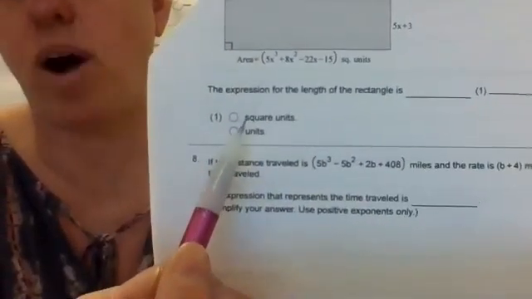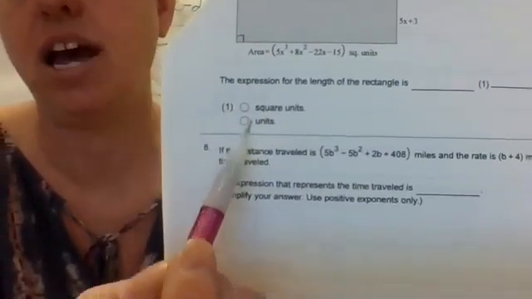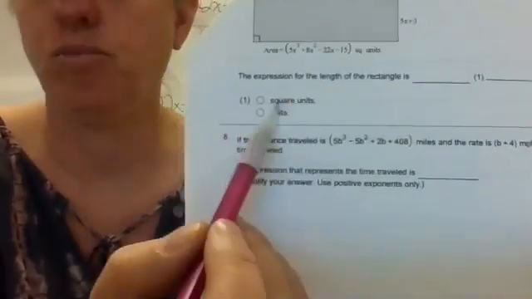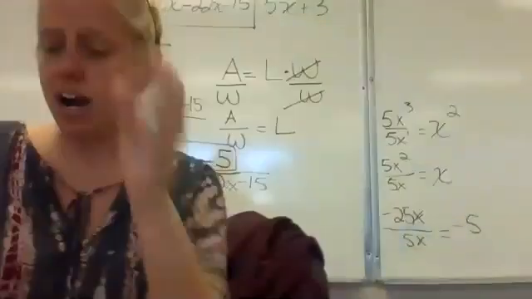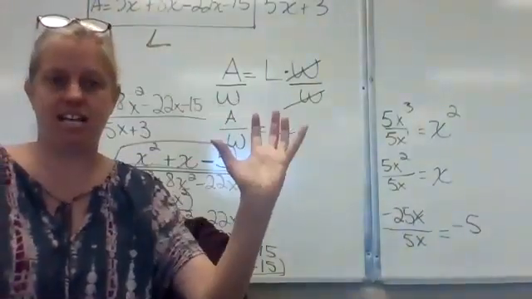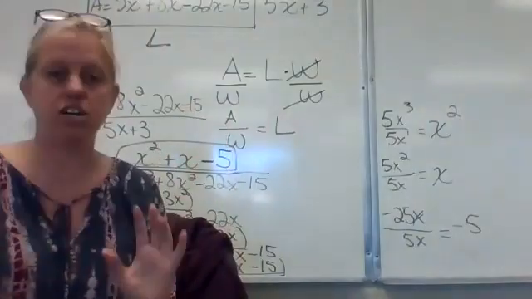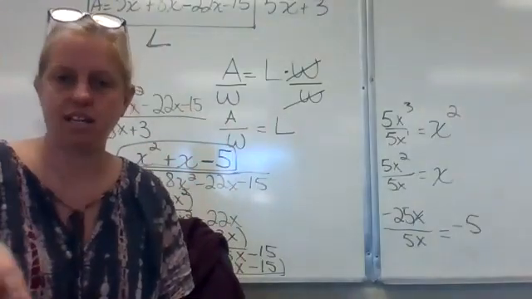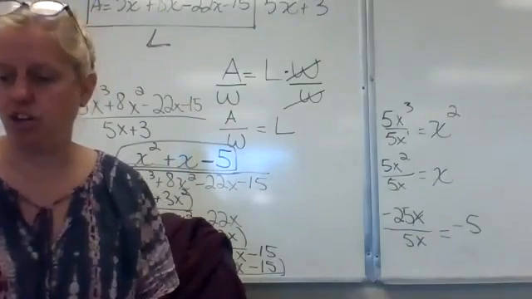Now, here, it's going to give you a drop down. The drop down is going to say square units or just units. Okay? When you're talking about the length or the width, it's just units. Right? We don't need square units. Squared is what the area is. The area is something squared. Just the length or the width, it's just plain units.